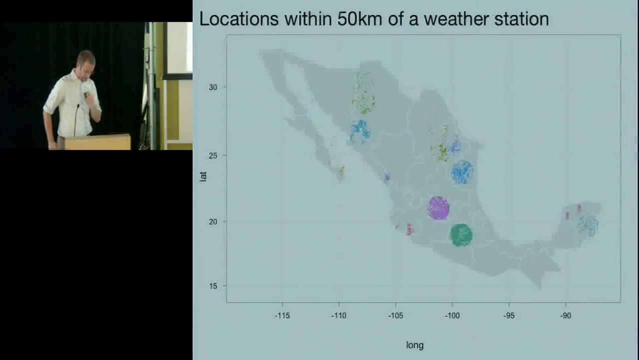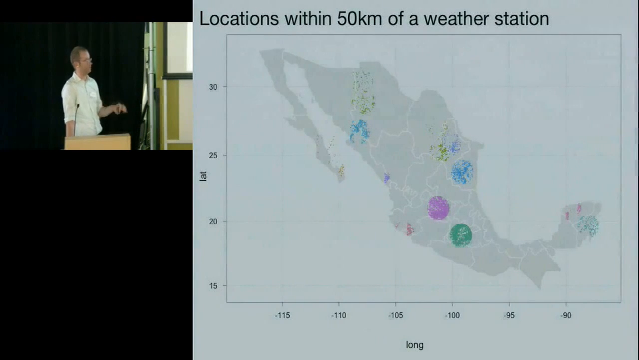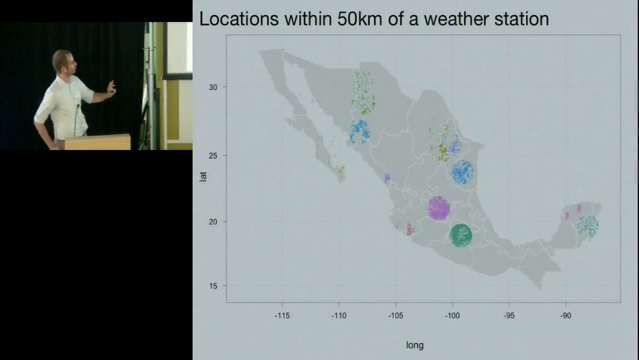Unfortunately, it has the most bizarre data format you've ever seen, so it took me a while to parse that and figure out how to work with it and combine all the weather station data into one file, but we finally got there. This plot shows the locations of all the deaths that were within 50 kilometers of a weather station. I guess I should say 30 miles, but since we're in Mexico, and I'm from New Zealand, we'll go with kilometers.